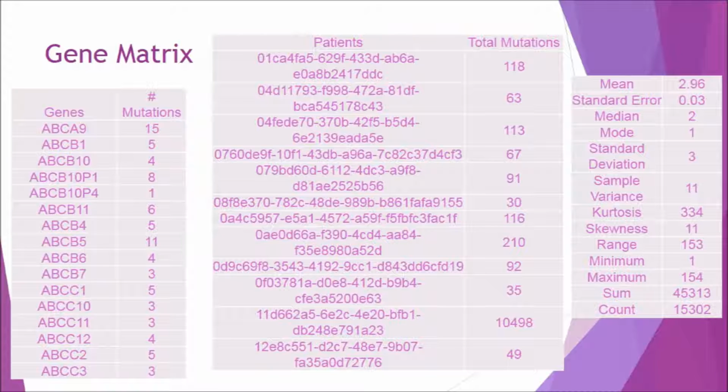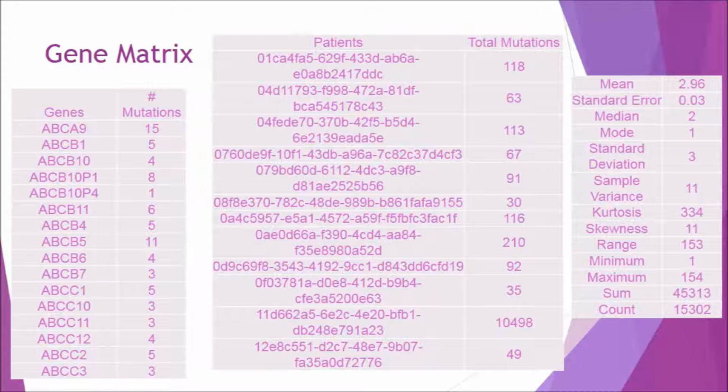On the very right here is the mean, standard error, median, mode, standard deviation, and so on. You see here that the mean value is 2.96 for this specific file that I had. This is just one example of the 13 files I had. We look at what the mean number of mutations is. Here it is 2.96. What's the median? 2, for example.